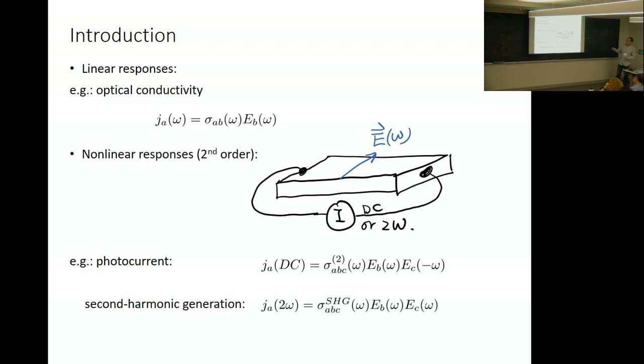Namely, you can apply some electric field at omega, and then you can pick up a current, not at omega, but at DC or 2 omega. This is called the photocurrent or second harmonic generation. This phenomenon requires some inversion symmetry breaking in the crystal. Otherwise, you wouldn't have this effect with just good symmetry.